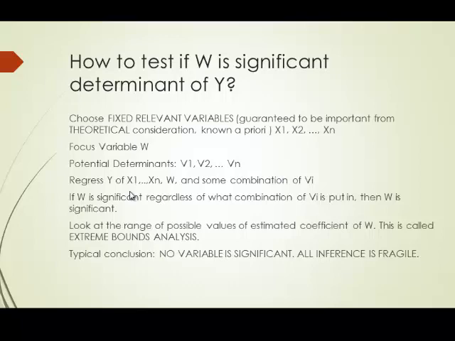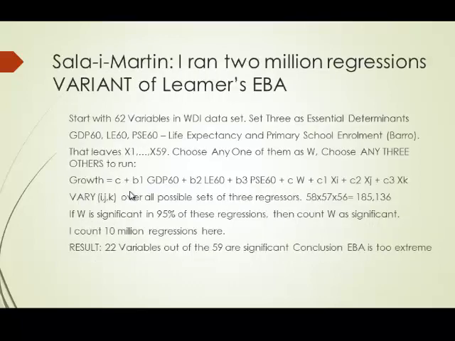But there were other people who had more hopes. So there was Sala-i-Martin's famous article called "I ran 2 million regressions." He said that, okay, I will take Leamer's EBA, but I will modify it a little bit, because Leamer's original method leads to despair. You can never find anything. Nothing is significant. So I'm going to describe this in detail, because this is something which is currently going on.